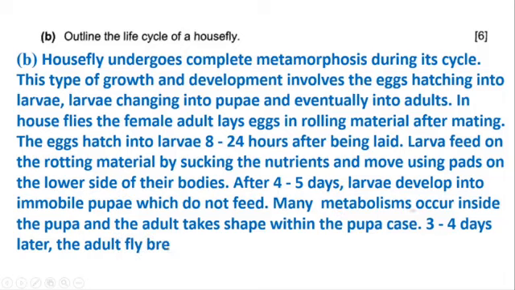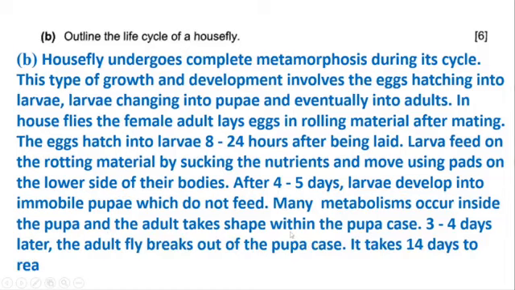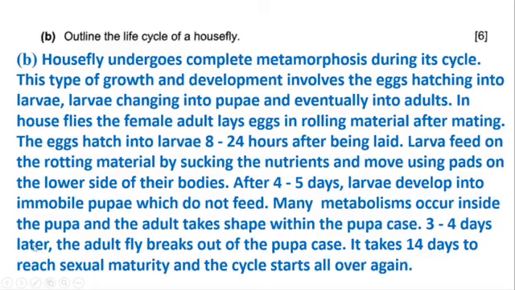Many metabolisms occur inside the pupa and the adult takes shape within the pupa case. 3 to 4 days later, the adult fly breaks out of the pupa case. It takes 14 days to reach sexual maturity and the cycle starts all over again. So this is how we can write our answer in essay form, and you are going to score your 6 marks.